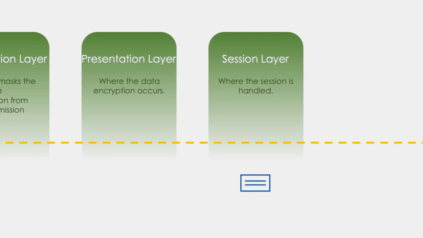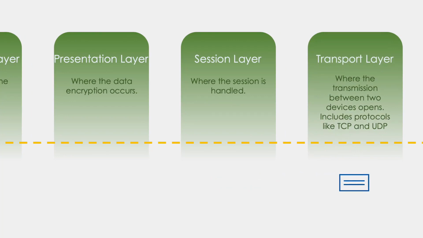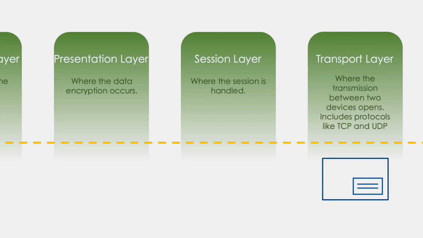Next layer is the transport layer. This layer includes protocols like TCP or UDP, which are meant to route data from sender to receiver. In this layer, all the information that we have in the application layer is encapsulated as payload, and TCP or UDP add their own headers.